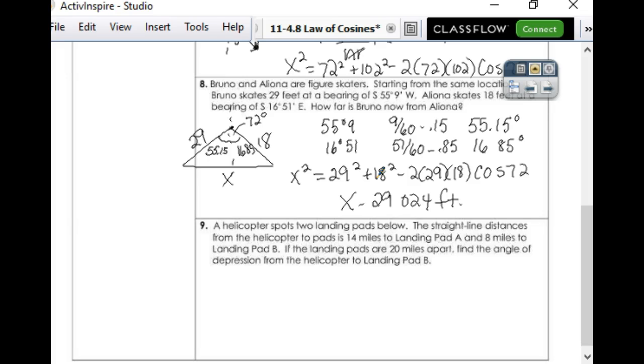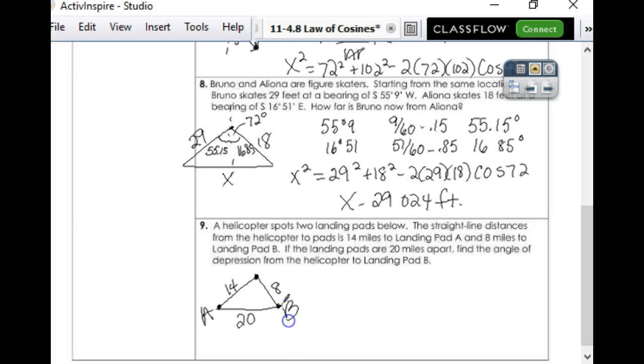Okay. All right, so helicopter. Here's my helicopter. Landing pads below. The straight line distances from the helicopter to the pads. So here's one pad, 14. Here's the other pad, and it's 8. The landing pads are 2 miles apart. Find the angle of depression from the helicopter to landing pad B.